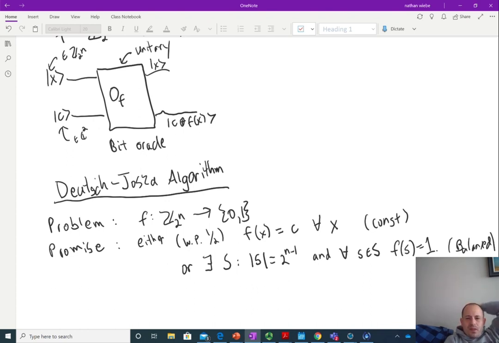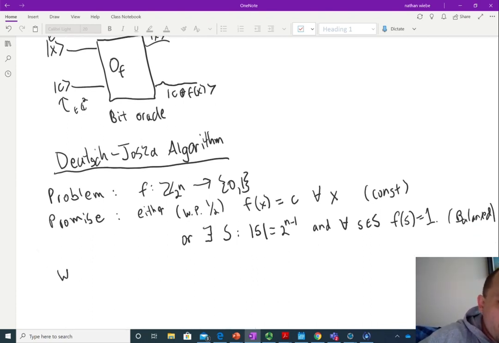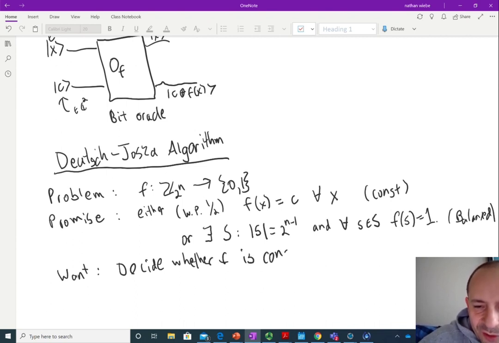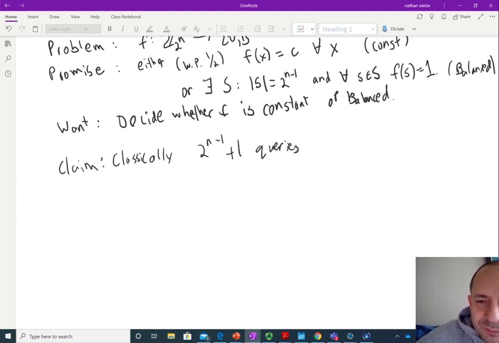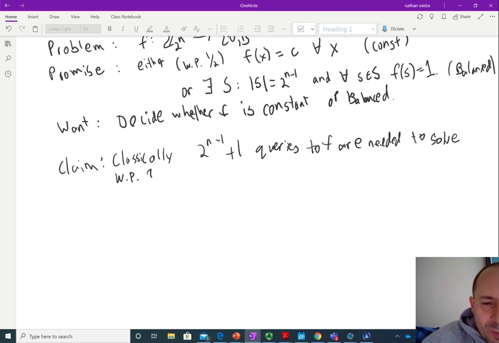Okay? And so this is the problem, and what we want is to decide whether f is constant or balanced. Okay, and claim: classically, 2^(n-1) + 1 queries to f are needed to solve the problem with probability 1.